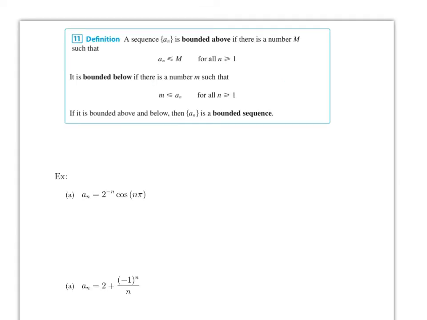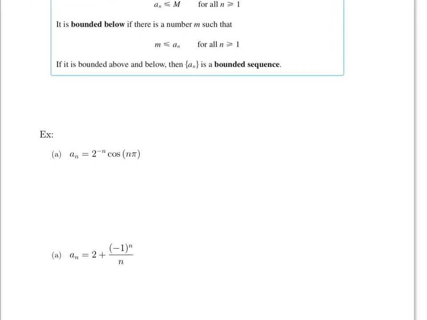Now the last thing for section 11.1 is the concept of a bounded sequence. So this is what we have. A sequence is bounded above if there is a number M such that all the values of the sequence are less than or equal to capital M, and is bounded below if all the values of a_n are bigger than some number m. Now, if the sequence is bounded above and below, then we say we have a bounded sequence.